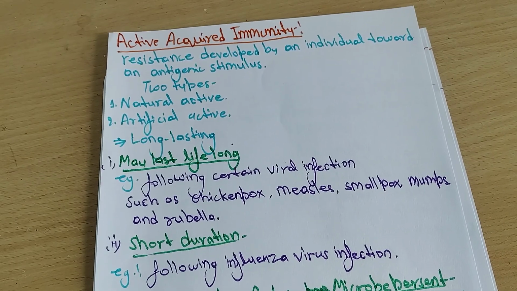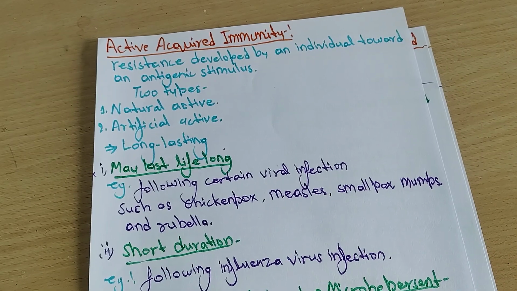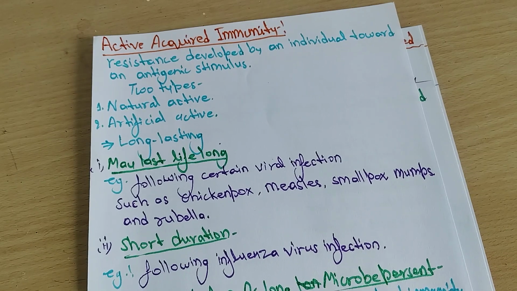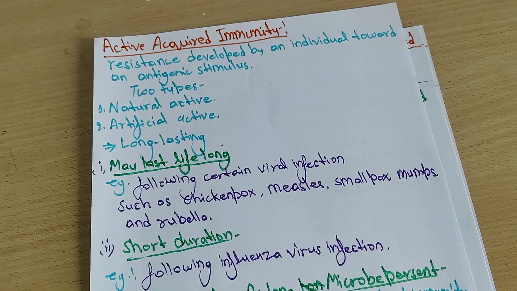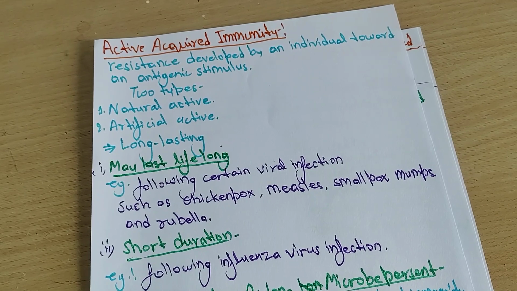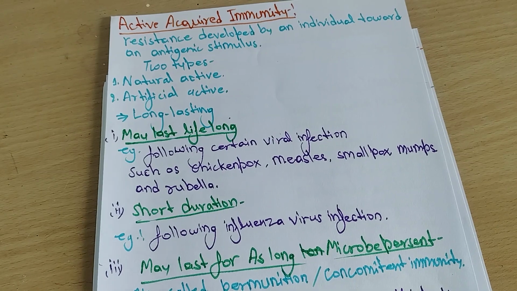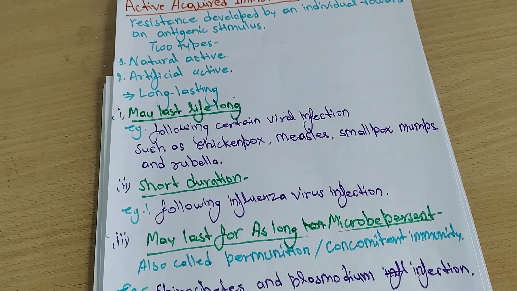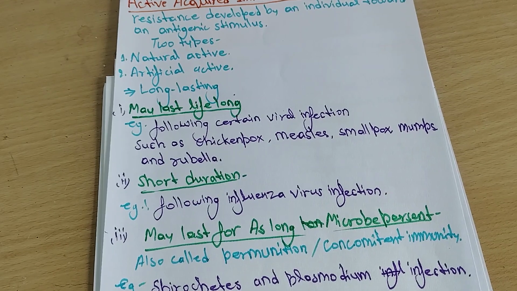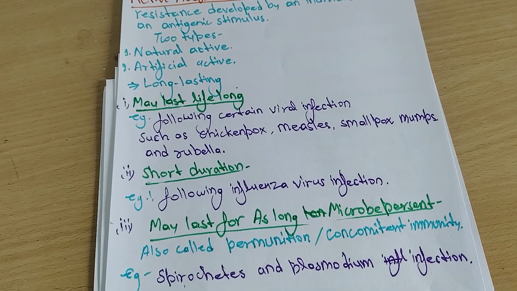On the basis of duration, immunity provides protection against the infectious organism. It is classified into three categories. It may last for lifelong, for example following certain viral infections such as chickenpox, measles, smallpox, mumps, and rubella. It may be of short duration, for example following influenza virus infection. It may last for as long as the microbe is present, called premunition or concomitant immunity, for example in spirochete and plasmodium infection.